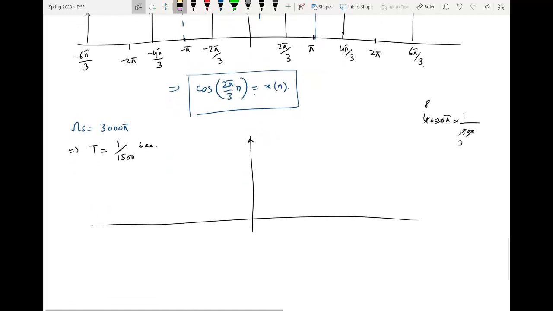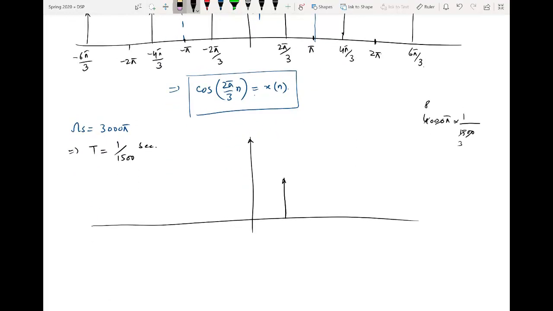First of all, we just make the original copy. Sorry, the original copy comes over here, and the sampling frequency, which was 3000 pi. So 3000 pi is, let's say, over here. If 3000 pi comes at this point, then what will happen?